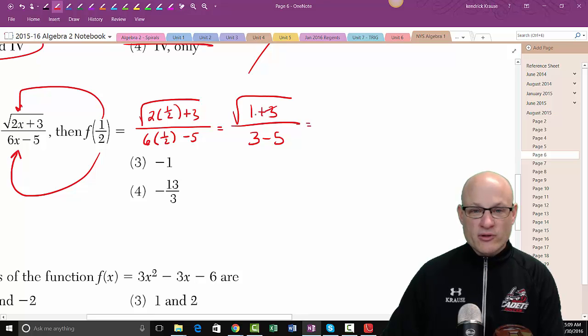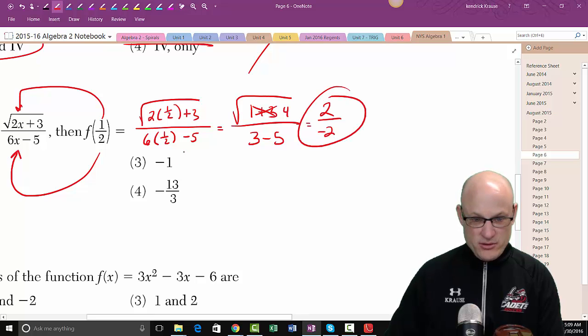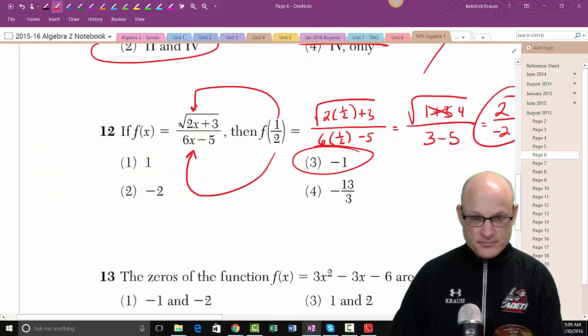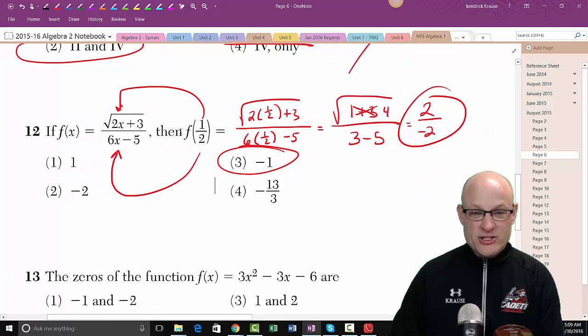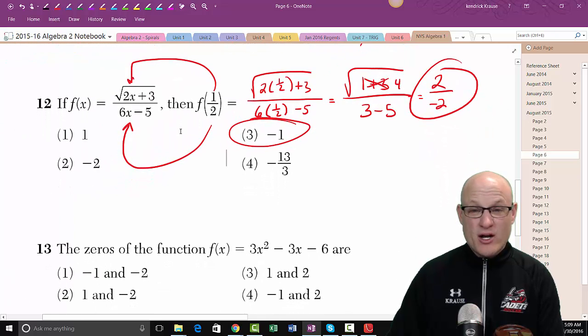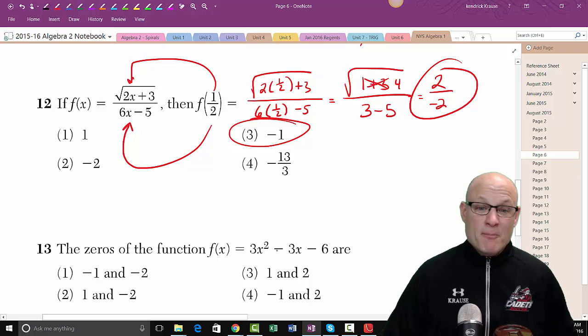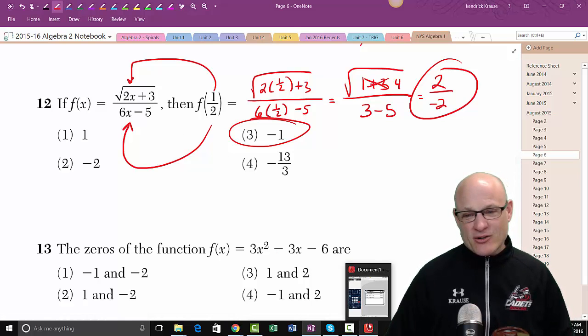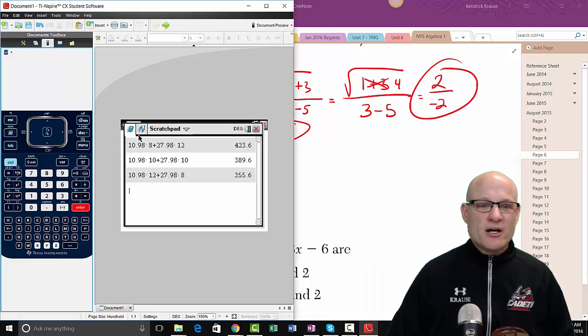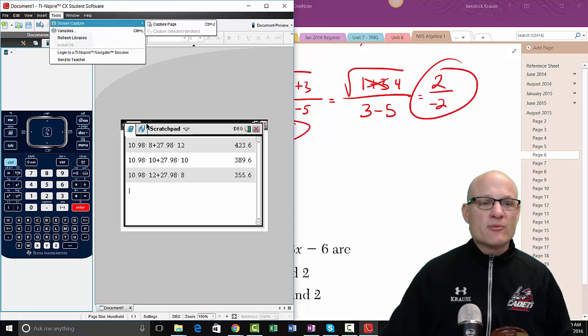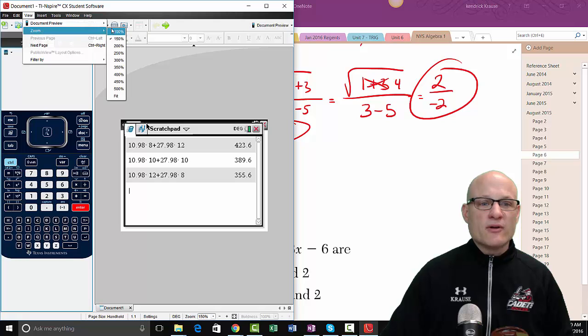So the numerator is really just the square root of 4, which is 2. And 3 minus 5 is negative 2. So that is just negative 1 is my answer. Having said that, I would not generally recommend doing it that way, although great, love it. But if I can do it on my calculator, I think I'll do it on my calculator. So let me blow this up for you so you can see what I'm doing.